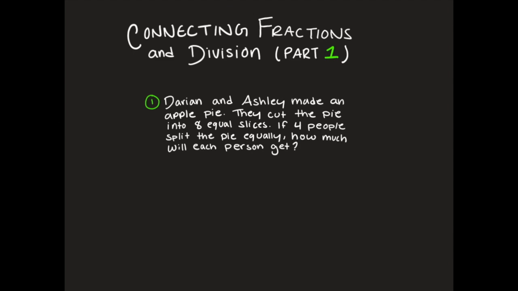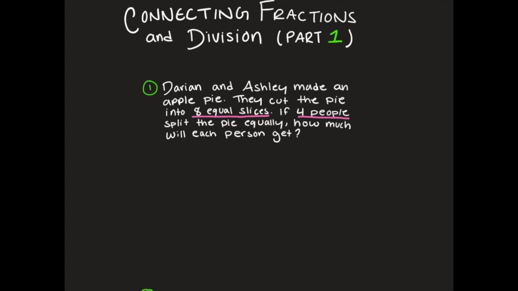So today we are connecting fractions and division through story problems, and this is part 1. Okay, example number 1. Darian and Ashley made an apple pie. They cut the pie into 8 equal slices, and I'm going to go ahead and underline that because that's important information. If 4 people split the pie equally, how much of this pie will each person get?